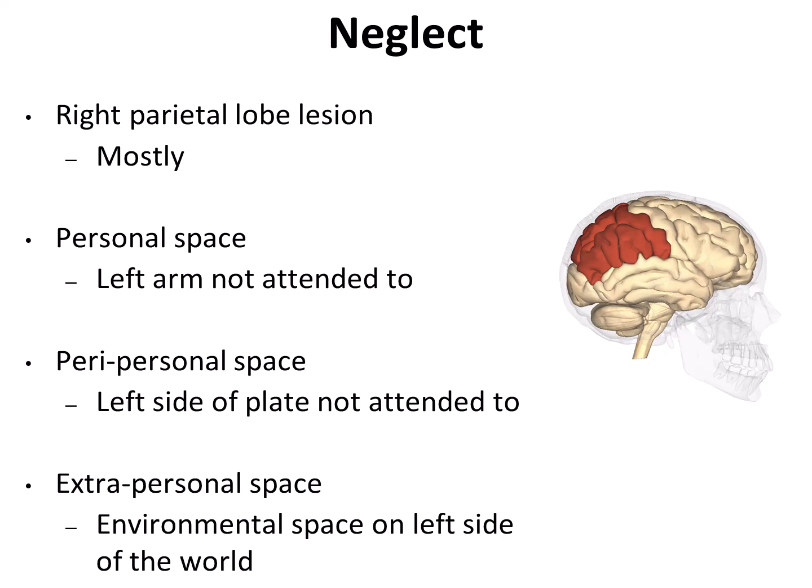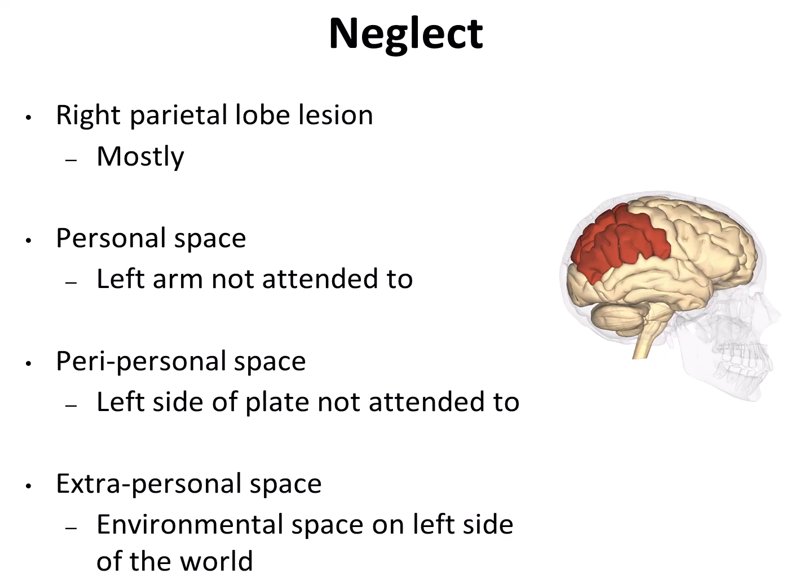It could also be of a peripersonal space. That means anything on the left side that is relatively near to you or that you're using, the patient is not going to attend to. Example of this would be having a person sit down to eat a meal with a plate in front of them, and they might not attend to any of the food that is on the left side of the plate.